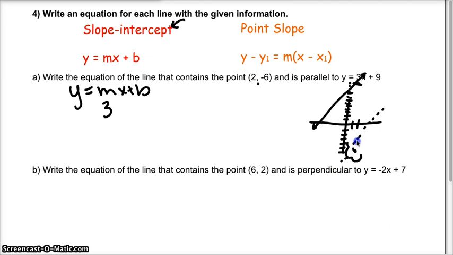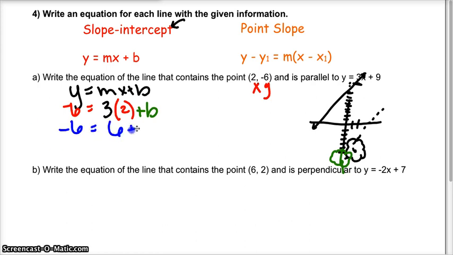And in order to go through this point, well, what that's going to give you is the x and the y. So here's the y, and here's the x that we need in order to solve for where it's crossing the y-axis down here. So we have -6 equals 6 plus b. In order to get the 6 to the other side, we subtract. b is equal to -12. So the equation of the line is going to be 3x minus 12.